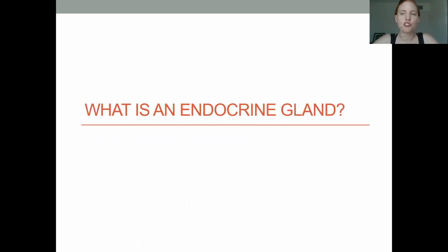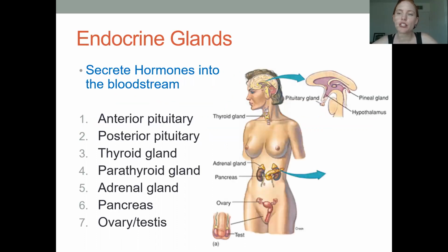Okay. So first of all, what is an endocrine gland? Remember, those are glands in the body that secrete hormones, and those hormones are secreted into the bloodstream. They'll travel around in the bloodstream until they find their target cell, and it'll know it's a target cell because it has a specific receptor that has the correct binding site that fits the shape of the hormone.